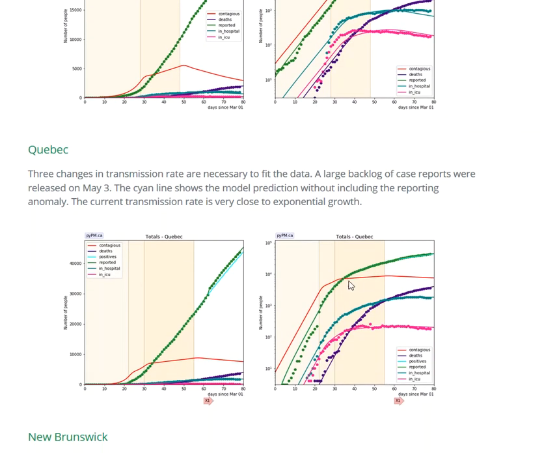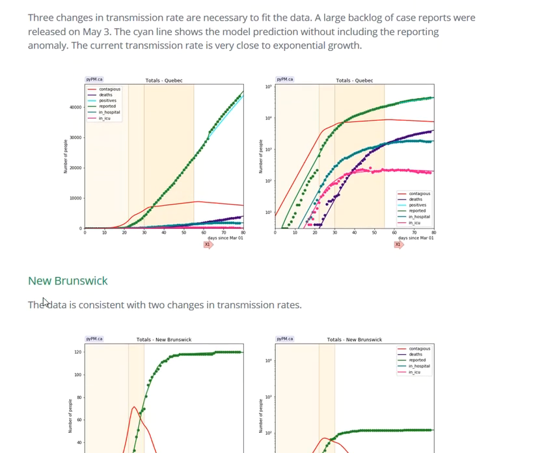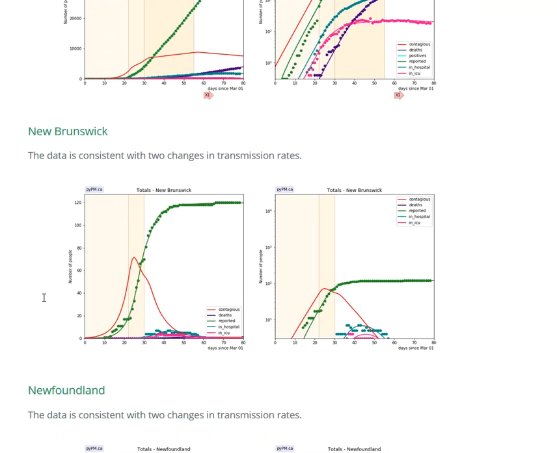We can see, for example, that Quebec currently is in a state that this model is suggesting is almost in exponential growth now, even before any effects of social distancing relaxation take effect.